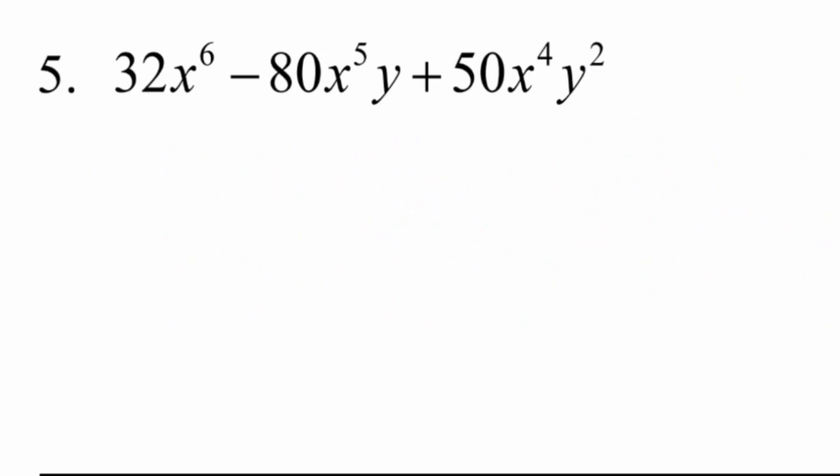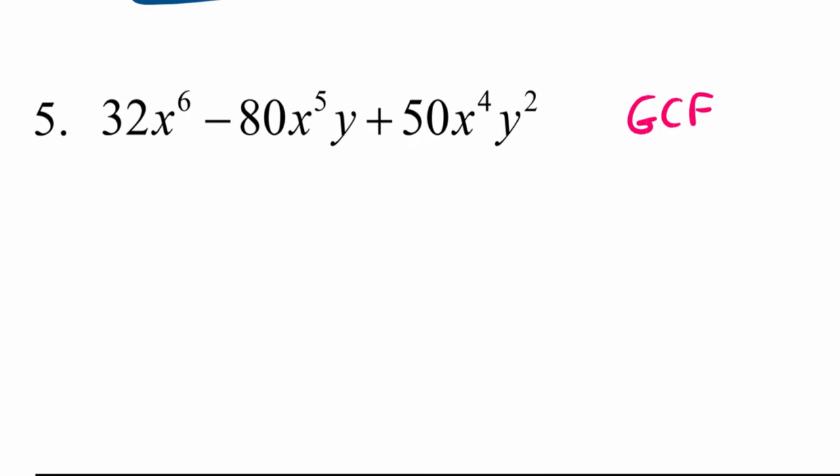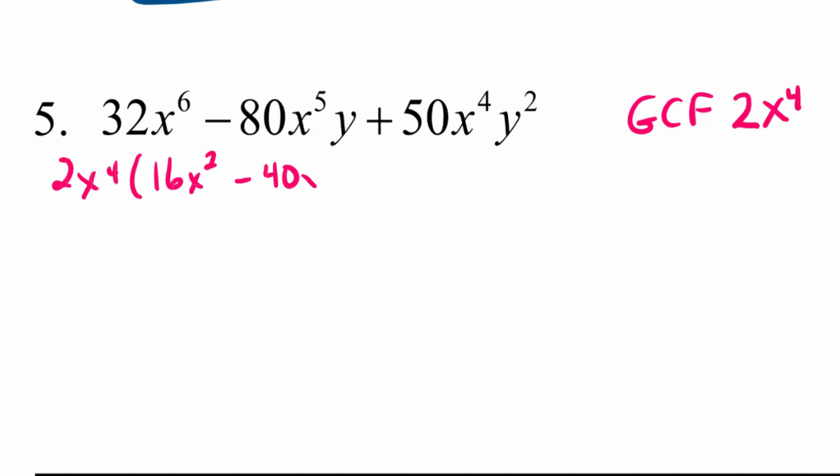Okay, you're starting to get the idea? We have one more. Oh, these numbers look big, don't they? So let's see, what's our GCF this time? There's a 2, and it looks like x to the fourth. All three terms have an x to the fourth in common. So we're going to factor that out first. So 2x to the fourth, that leaves 16x squared minus 40xy plus 25y squared. Did you notice we have two variables, not just x, but we also have a y? But that's all right.